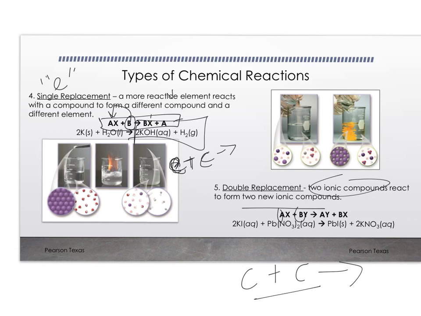So really what's going to happen is that the A and B in the first two compounds are going to switch places. So now A is going to make a bond with Y, and B is now going to make a bond with X. So they just kind of swap partners.